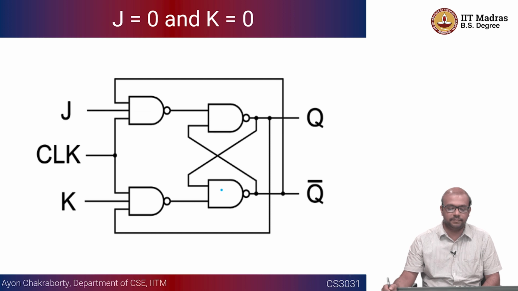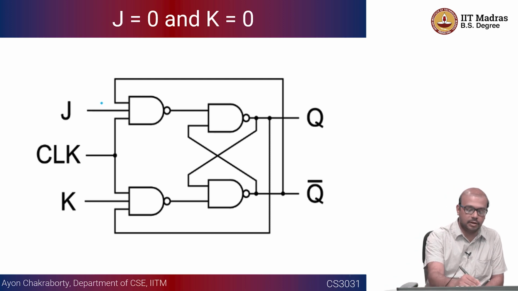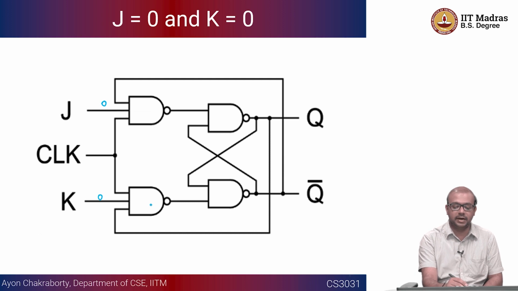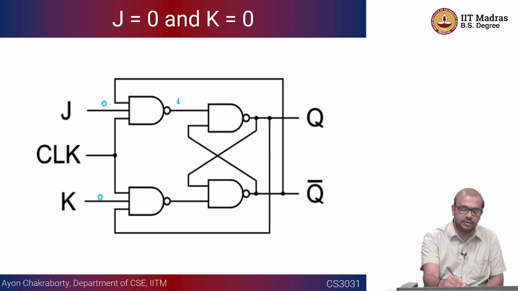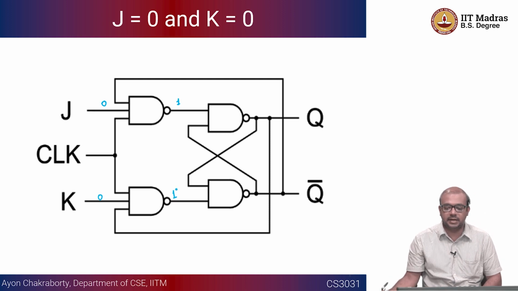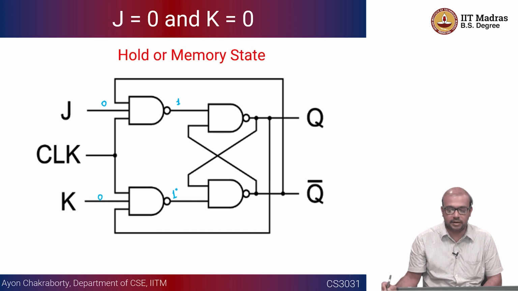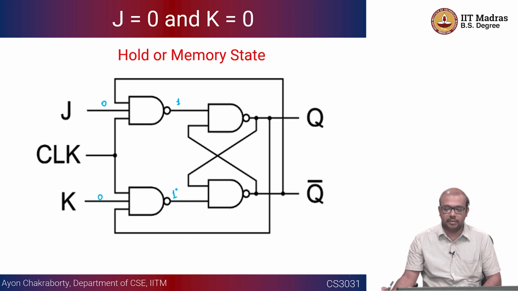We can just verify. If you have J equal to 0 and K equal to 0, one input can make sure that the outputs of these AND gates are going to be 0. So doing an inversion because of a NAND is going to result in 1 and 1, and then it becomes the same configuration as an SR latch and it goes to a memory hold state. So this becomes a memory hold state.